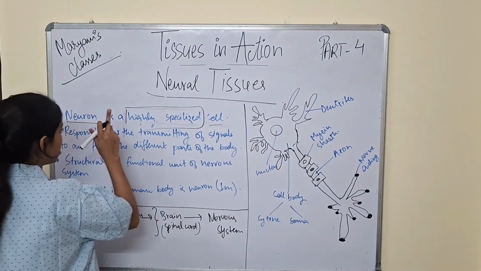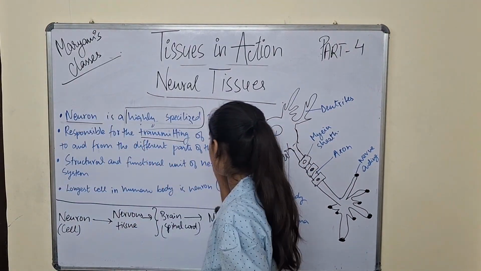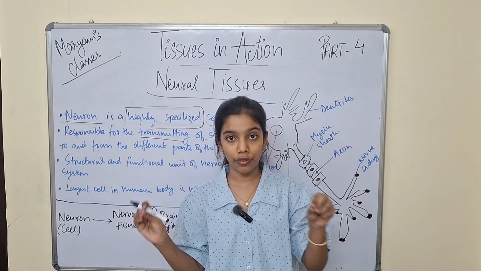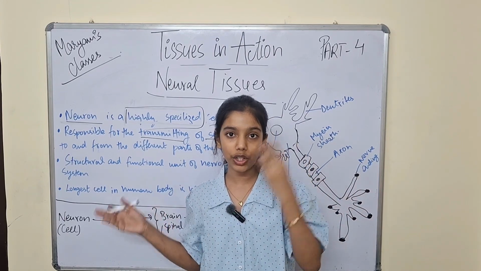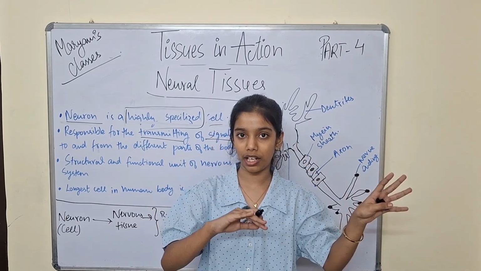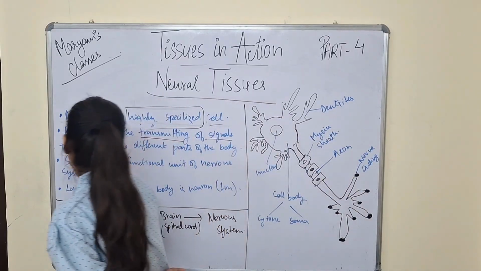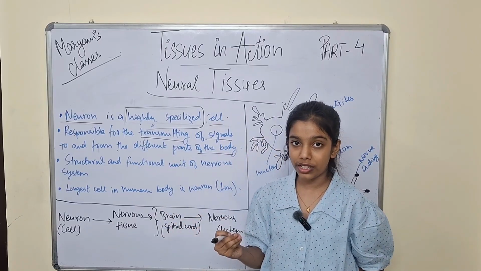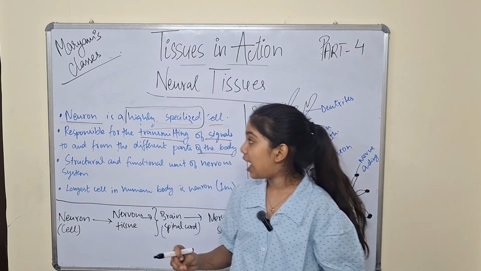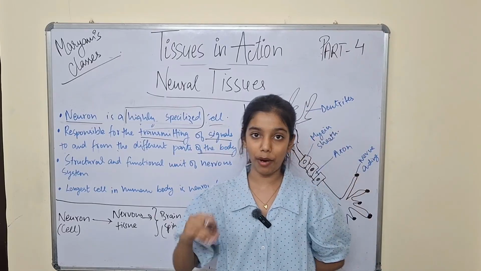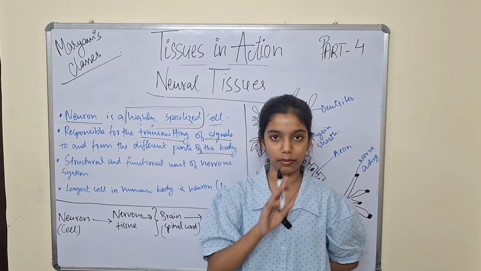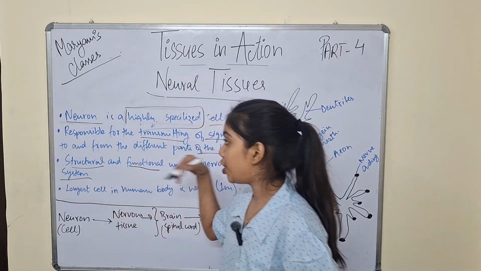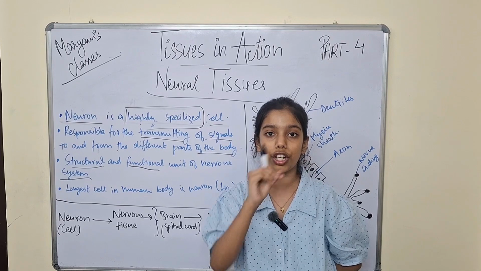This neuron cell is responsible for transmitting signals, or we can say messages. It transports signals or messages to the brain, from the brain to the body parts, or from the body parts to the brain, vice versa. So what is the function of neuron cells or neural tissues? It transmits signals from different parts of the body to the brain. And neuron is the structural and functional unit of the nervous system.